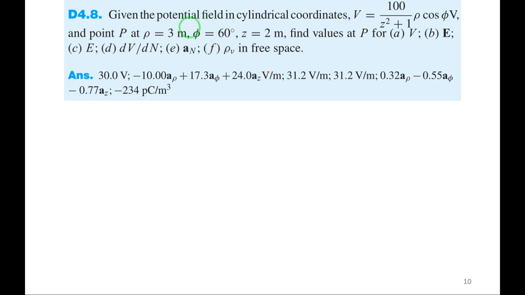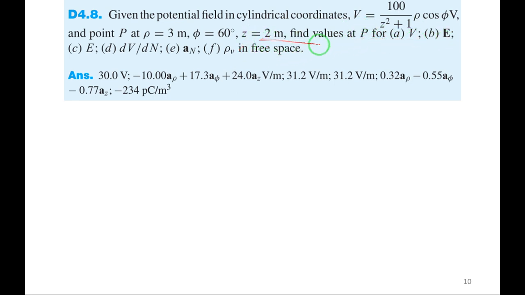The next, we'll move to the next problem. Given the potential field in cylindrical coordinates, this is given in cylindrical coordinates, right? V equals 100 by z square plus 1 into rho cos phi volts, and the point P is given. This is also in cylindrical: rho equal to 3, phi equal to 60 degrees, z equal to 2 meters. Find the values at point P.